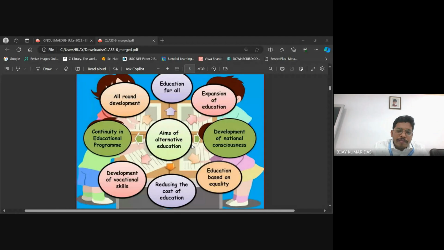Next is all-round development. We are saying we are sure that it also brings some amount of all-round development: technological development, skill development, professional development, moral development, personal development, isn't it? So it is very ample.